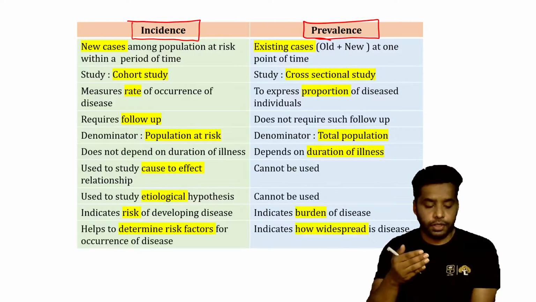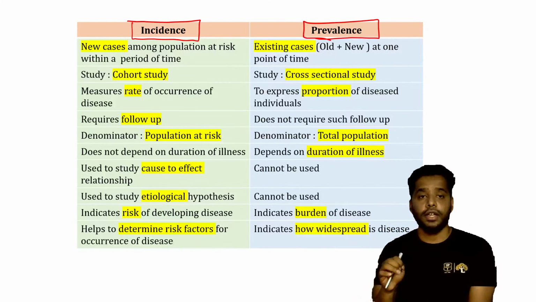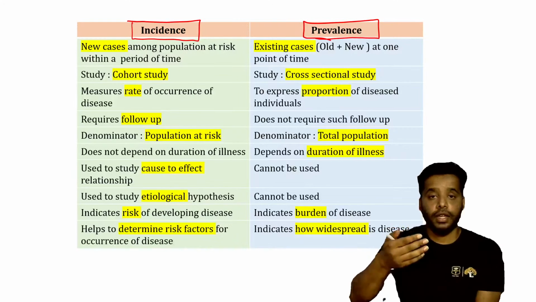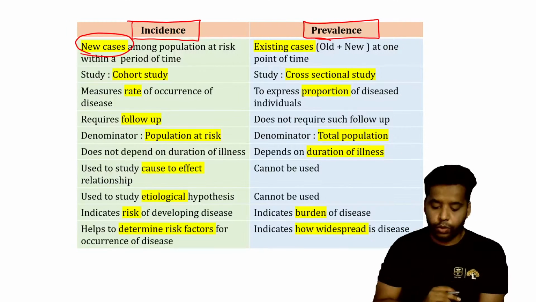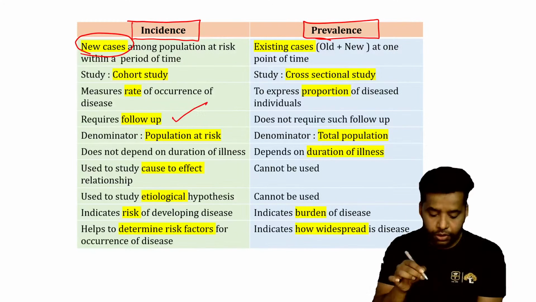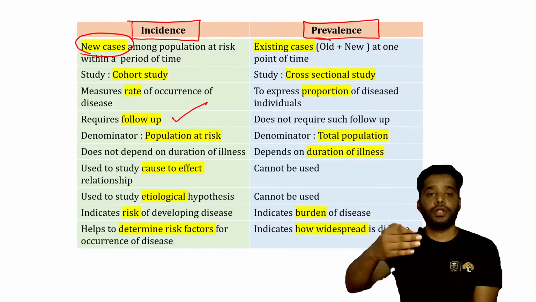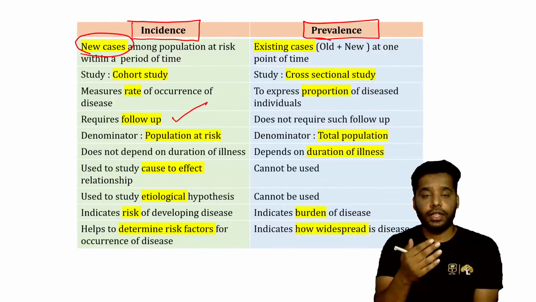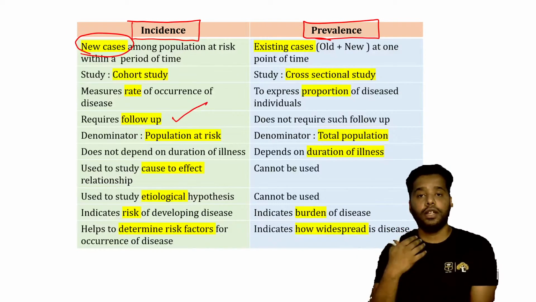Once you come across this word, incidence means which happens in the future. It is not an existing thing. It is new cases which are happening in the future. New cases with respect to time. So you need to follow. You should start with the population at risk. Then you have to follow for a certain duration. After a certain duration, like 1 year or 2 years, you will get new cases.